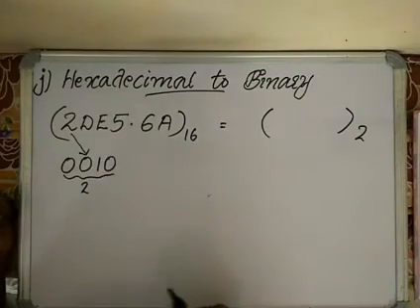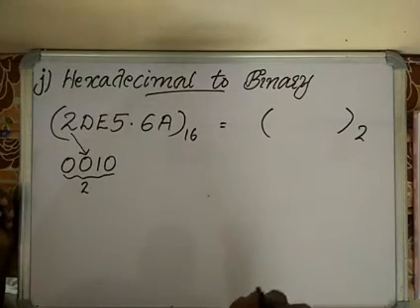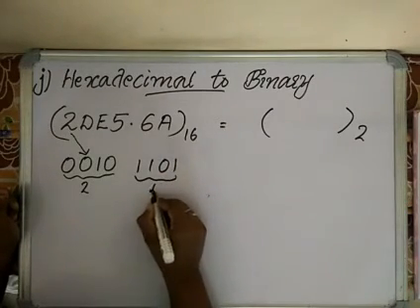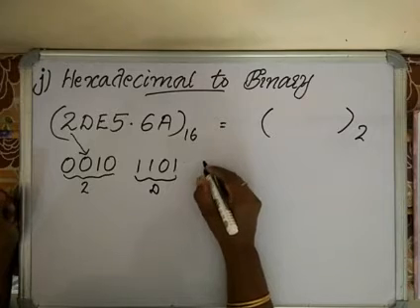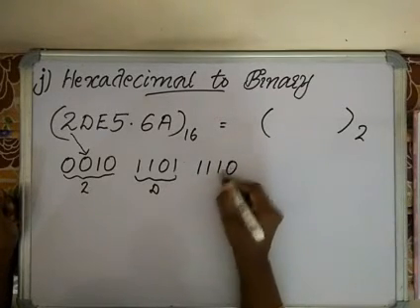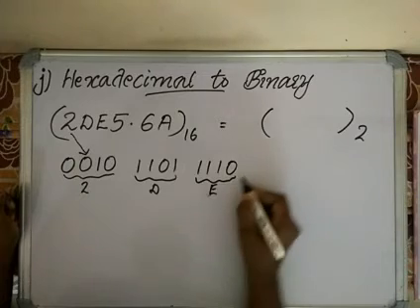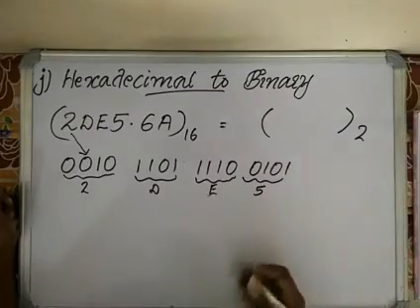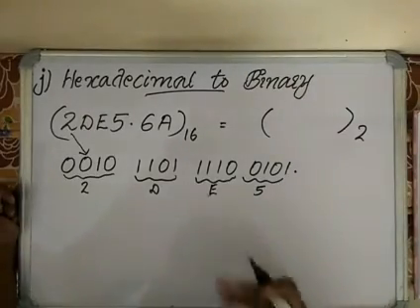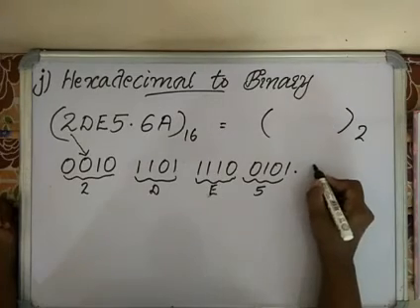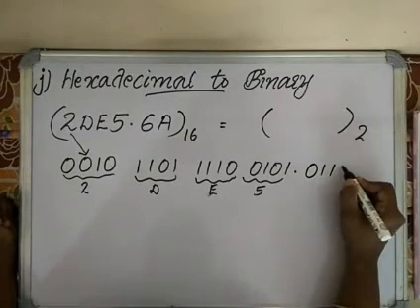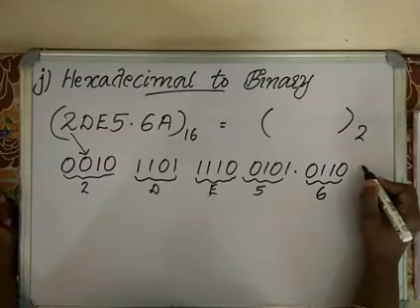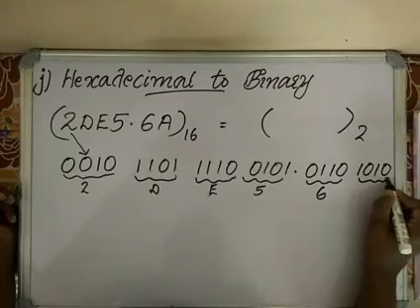Okay, then D. D represents 13. So 1101. Then E represents 14 and its binary equivalent is 1110. And then 5 is 0101. Then for the fractional part also we do the same process. For 6, its equivalent binary is 0110. A represents the decimal 10 and its binary is 1010.